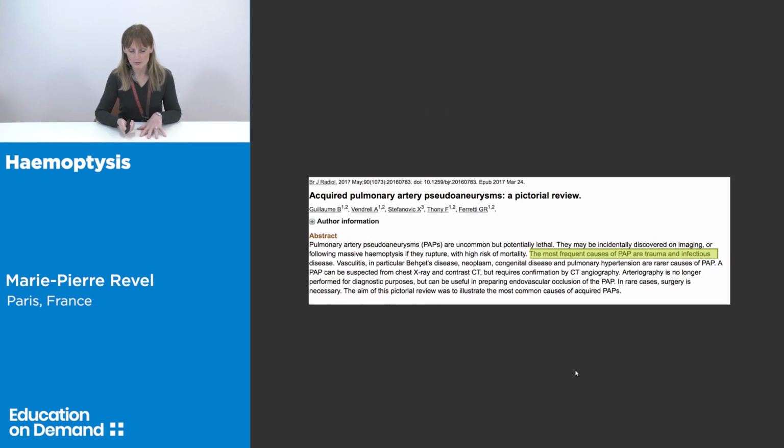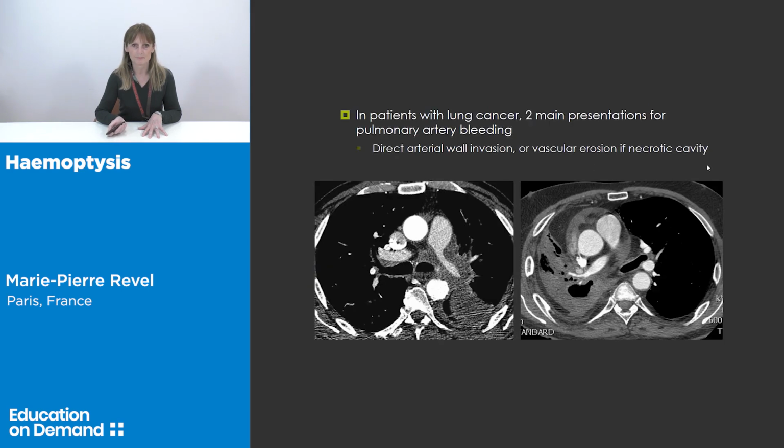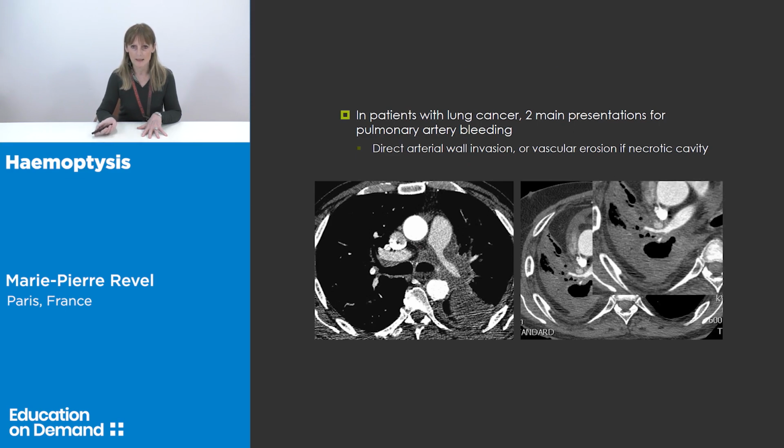So to summarize this, the acquired pulmonary artery pseudoaneurysms are mainly of traumatic or infectious origin. In patients with lung cancer, there are two main presentations for pulmonary artery bleeding, either a direct arterial wall invasion or vascular erosion if there is a necrotic cavity, like here. And it's very difficult to treat these cases.